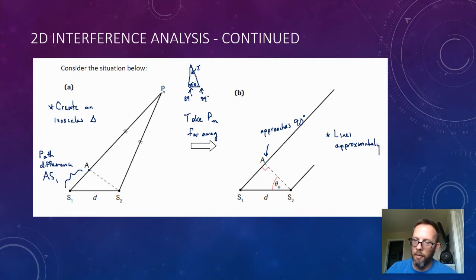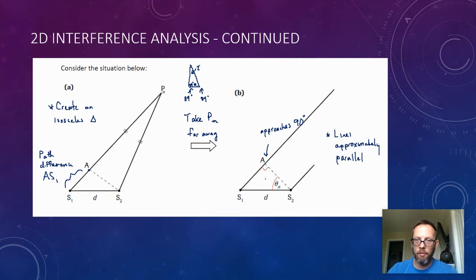So pretty much parallel, but it is approximate. So the new expression we get for path difference is going to be approximate. It's approximately parallel. All right. And we call this angle down here theta n.